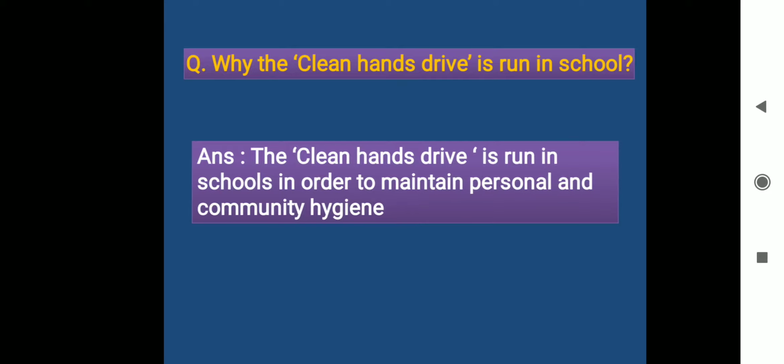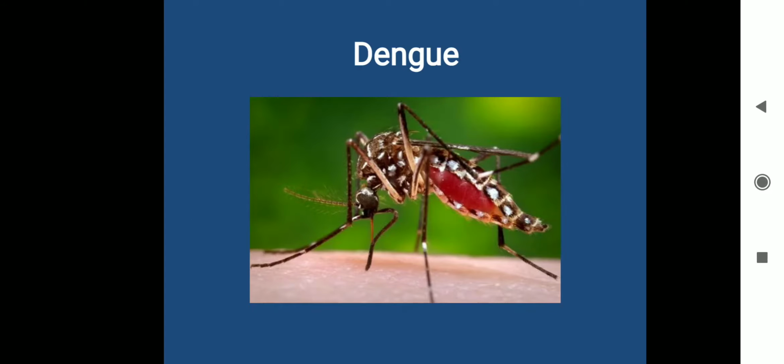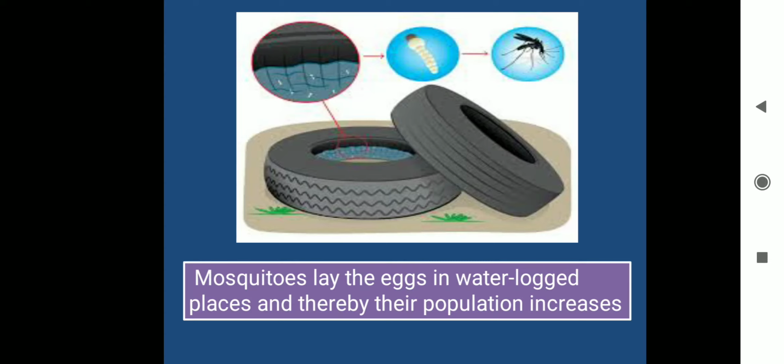Okay. Now let's begin with some important diseases of the present day. The first one is dengue. See children, see the picture which is on screen. Mosquitoes lay their eggs in waterlogged places and thereby their population increases. Waterlogged places means places filled with water.